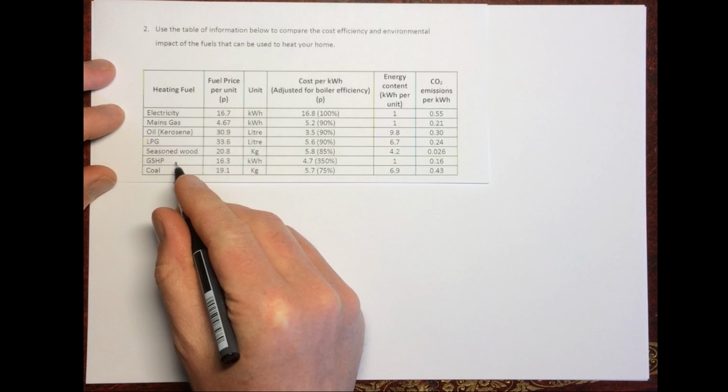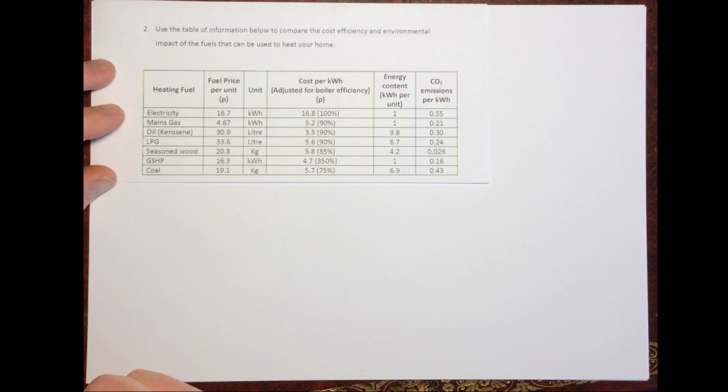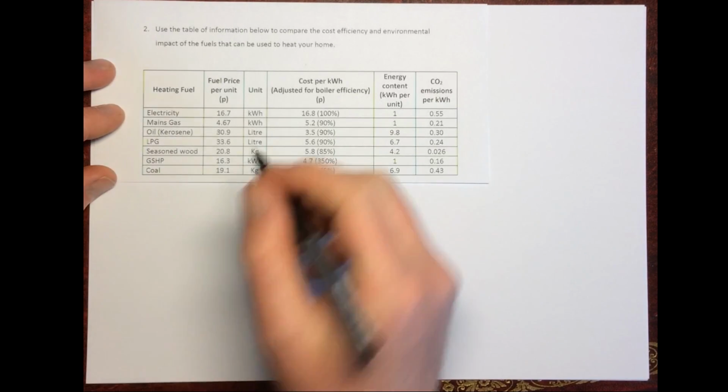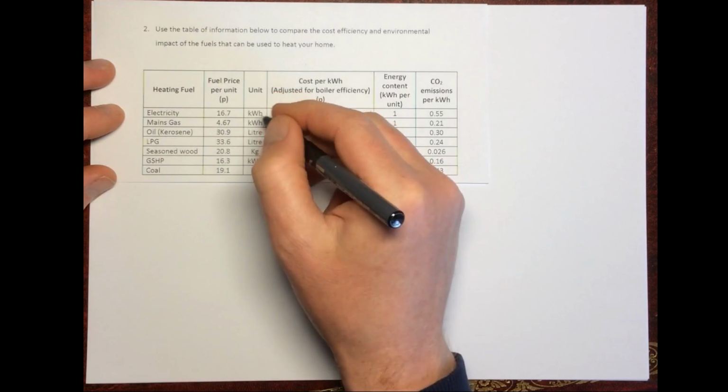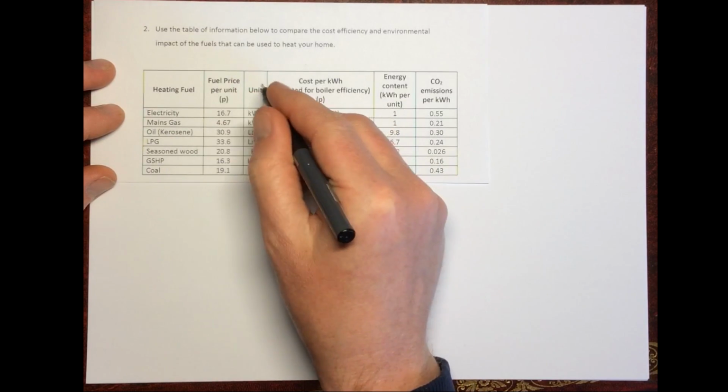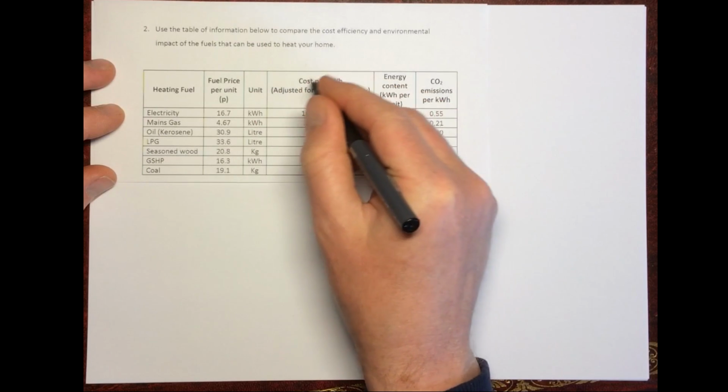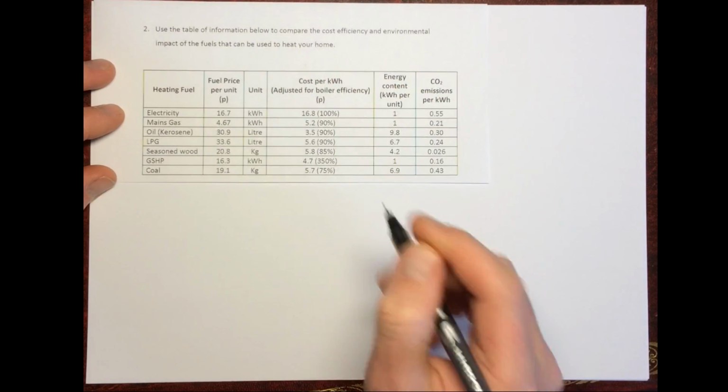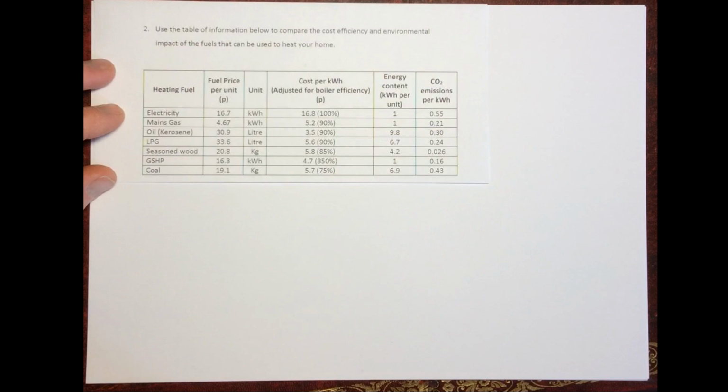Wood is a solid. Ground source heat pump is the heat that you get from underground. And coal is a solid. So they all have different units. So what happens then is they use the fuel price per unit and the different units, and they adjust this then to get the cost per kilowatt hour. And that's what we need to work out the cost efficiency.